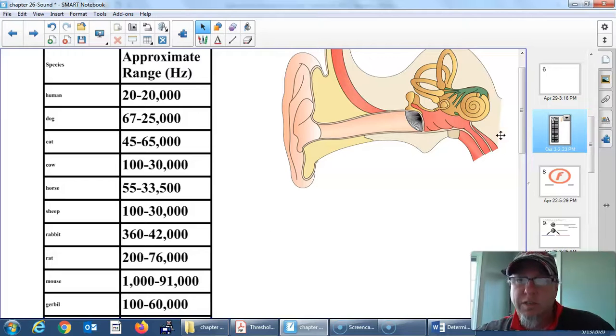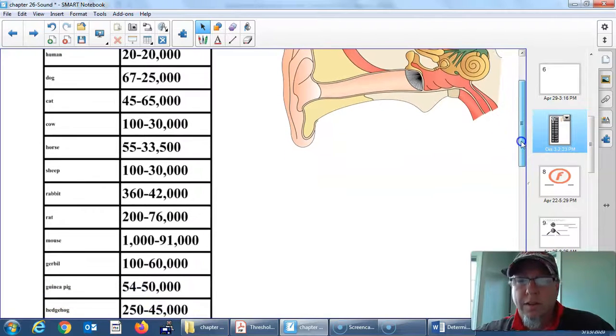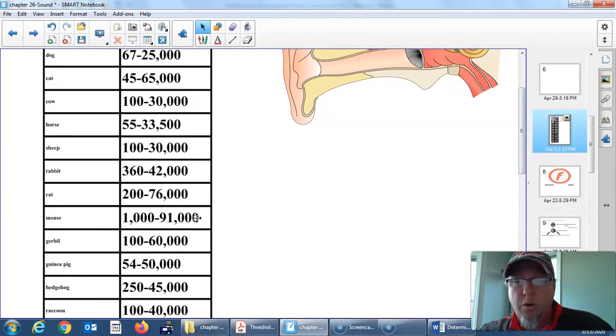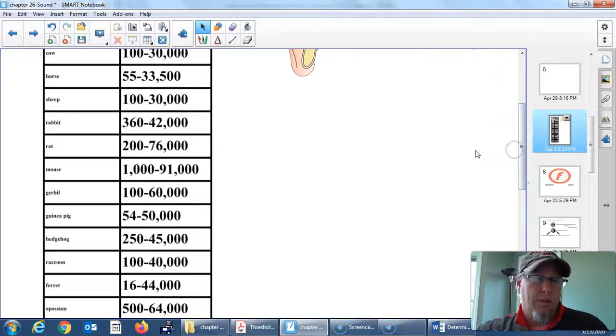But it's just kind of interesting to look at the list just to see how your range of hearing compares to other living things. One of the things that I would say is interesting is even though most animals have a much wider range of hearing than what we have, for example, the raccoon can hear from 100 to 40,000 hertz. That's a wider range. They can't distinguish as many frequencies as we can.